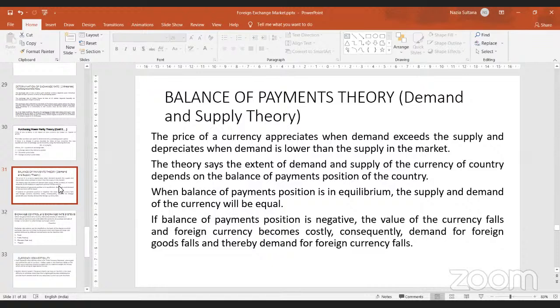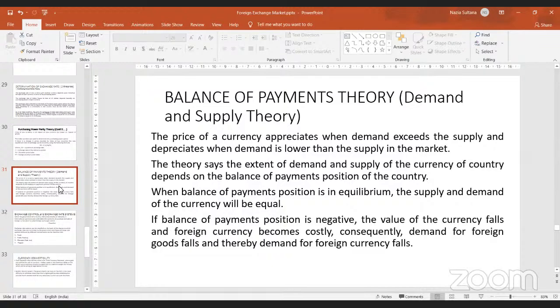So when we have more payments to make, naturally our currency is not demanded in the international market, but we want more of other countries' currencies. So their demand will be high, and our demand is not high, though our supply is there. Therefore, the value of our currency will go down, because the balance of payments position is negative there.